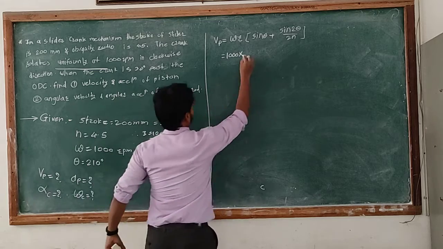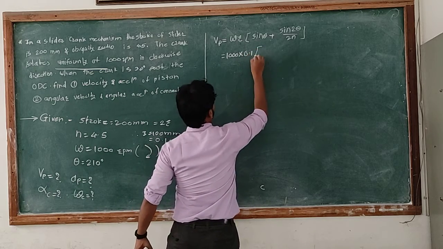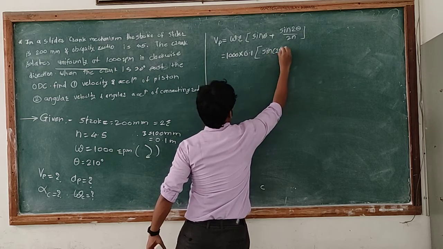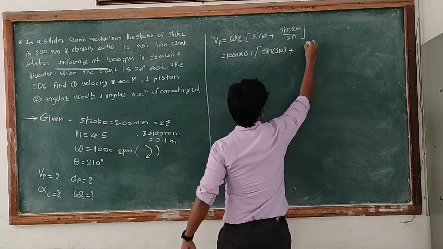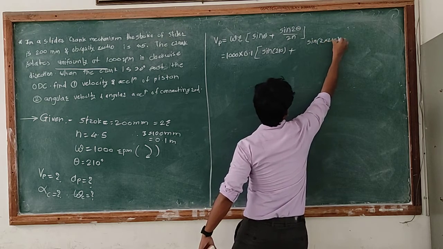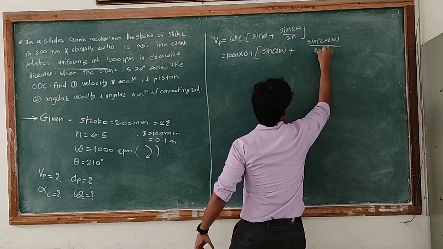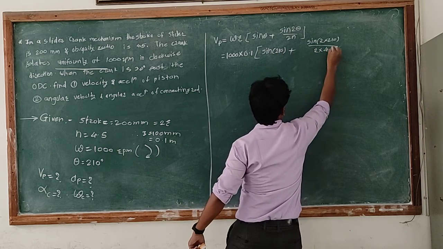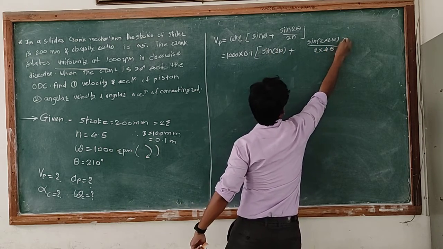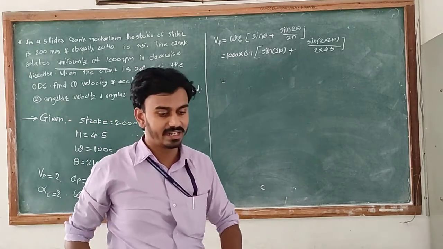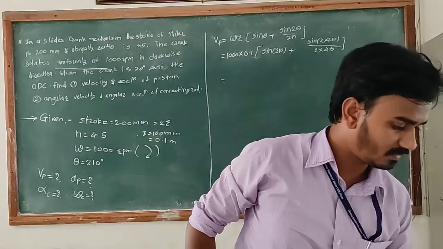Okay. So Vp is equal to 0.1 into sine of 210 plus sine of 2 into 210 divided by 2 into n. n is given as 4.5. Okay. So when we put the values here, we will get the answer.